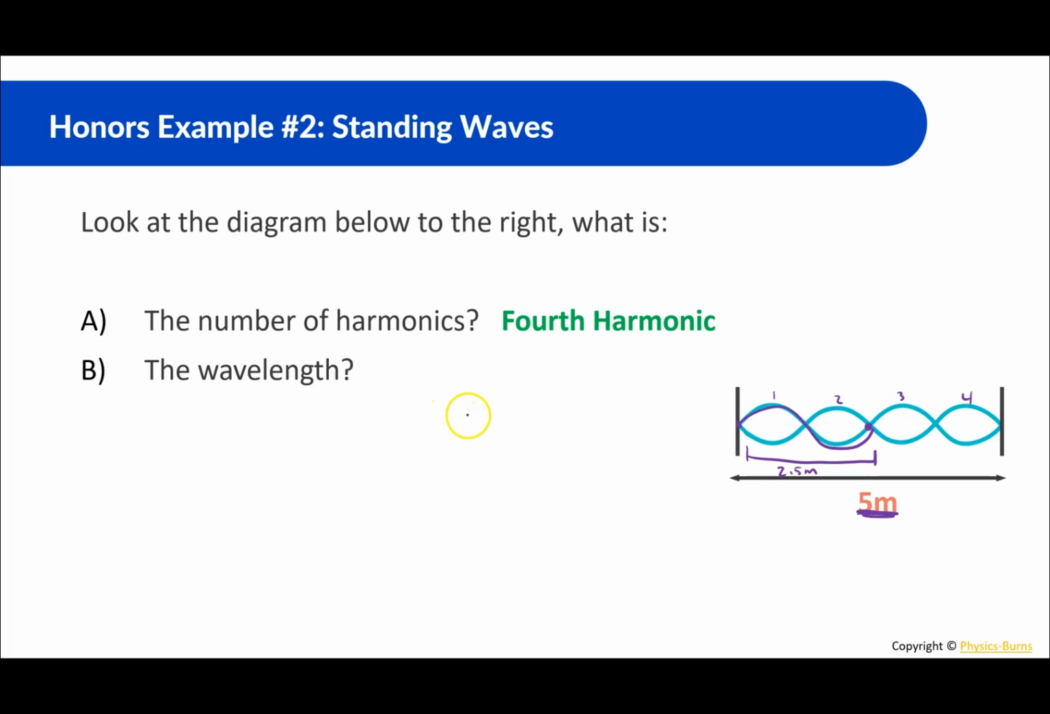We could just do that to figure it out. But also, we know the formula: the wavelength of the nth harmonic is equal to 2L divided by n. So the length of the string is 5. n is the number of the harmonic, which is 4. So this is going to be 10 divided by 4, which is also 2.5. Okay, the wavelength is 2.5 meters. So there are 2 ways you can figure out what the wavelength is for this problem.